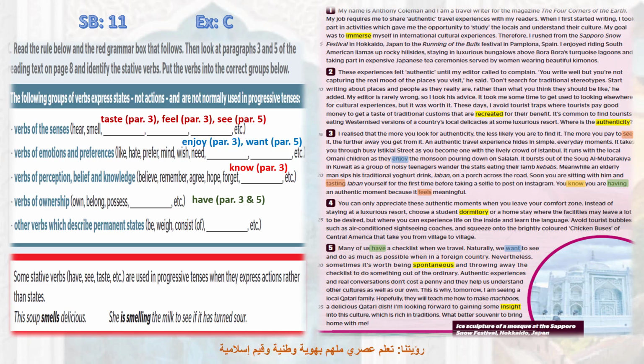And the last type of stative verbs is the type that describes permanent states. Be, weigh, consist of, etc. And we have 1 missing verb, which is, true, cost in paragraph 5. Can you see it? Good.